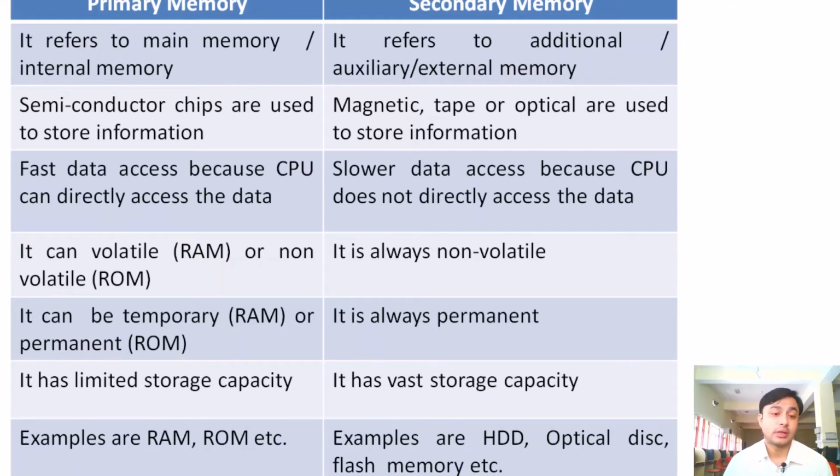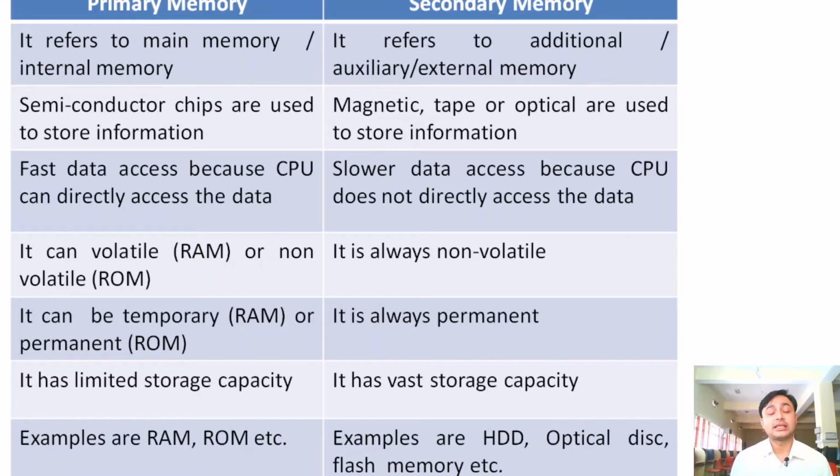The primary memory can be temporary, that is RAM, or it can be permanent, that is ROM. But in case of secondary, it is always permanent. The primary memory has a limited storage capacity, but the secondary memory has vast storage capacity. So you can see that today the hard disks are coming in 1 terabyte and the DVD has 4.7 GB. So it has vast storage capacity as compared to the primary memory. RAM today we are having in laptop is 4 GB. So it has limited storage capacity as compared to the secondary memory.